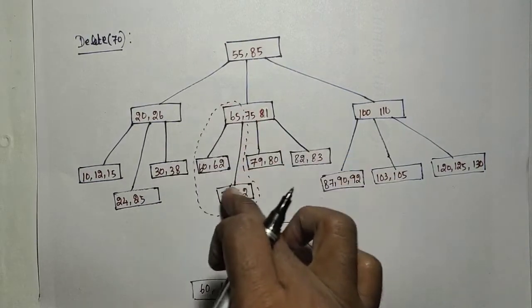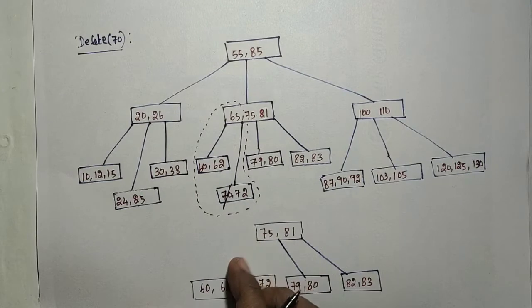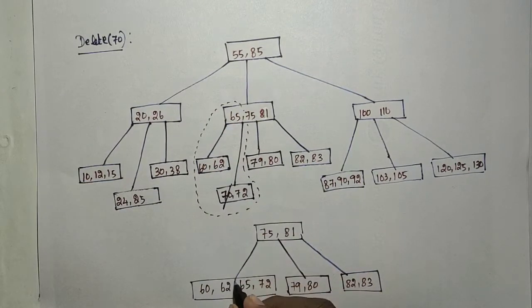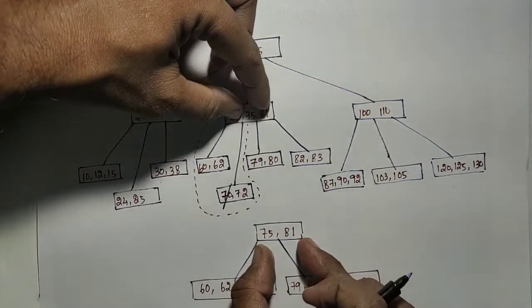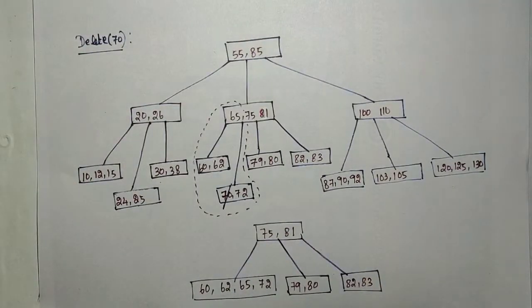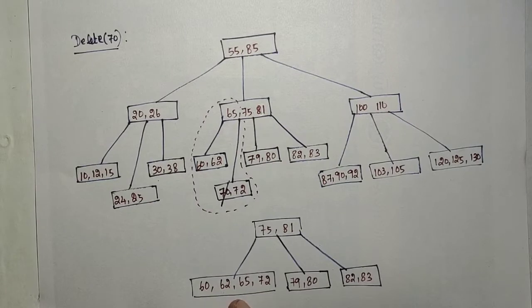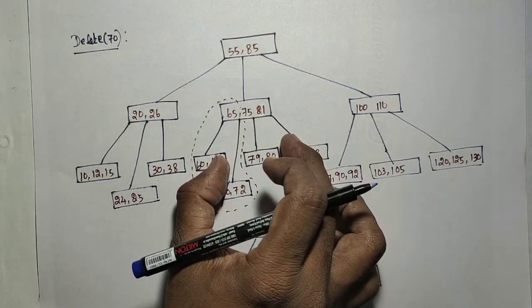Now this merged node will become the left of the 75. Now this is going to be substituted here, that's all. Okay, so this is a way of merging. So this node will not violate the B tree rule. The maximum number of elements is m minus 1, that is 4 elements that it is having. So this is going to be substituted here.